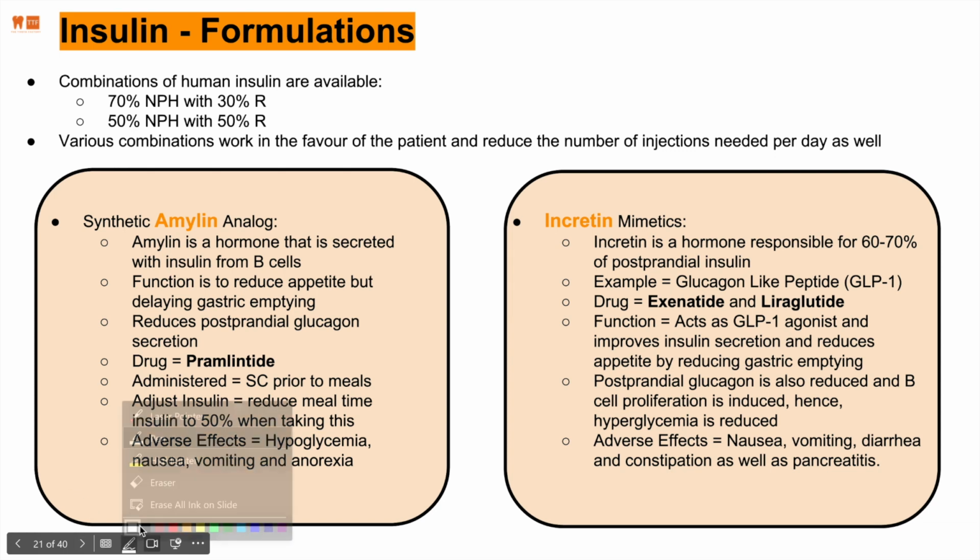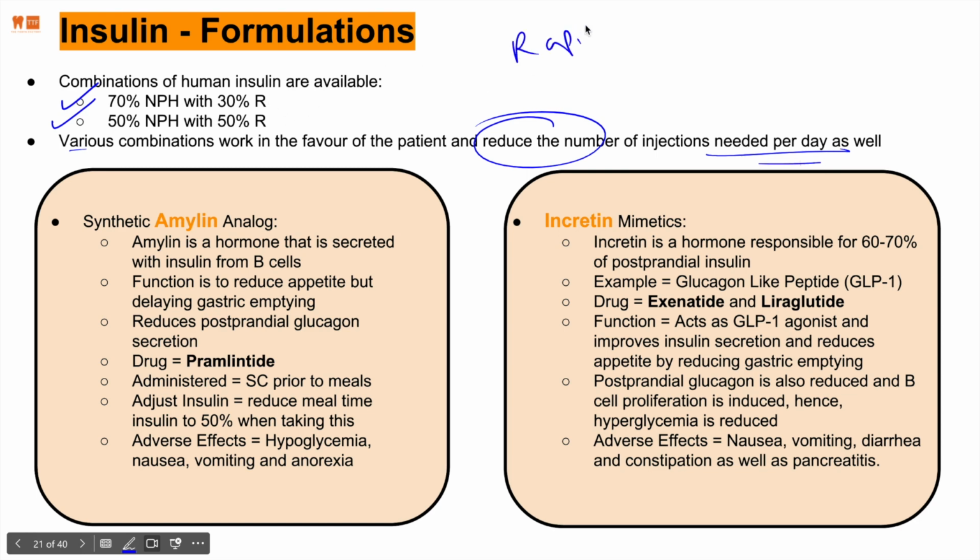Perfect. So moving on to the next section here. Insulin formulation has combinations. We kind of touched upon it earlier, such as 70% NPH with 30% regular, 50% NPH with 50% regular. These are available in the market. Various combinations work in favor of the patient as they reduce the number of injections. So for example, if you took a rapid, then your meal is covered, perfect. But if you adjoin it with a long acting, then your day is covered as well.